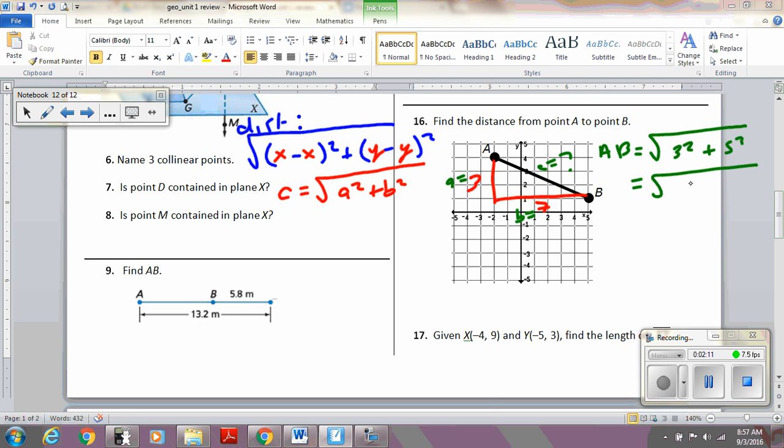3 squared is 9. 5 squared is 25. 9 plus 25 is going to give me 36. And then the square root of 36 is 6. So the distance from A to B is 6. So again, you can choose whichever formula to use for this situation. If you have a grid, using the grid to draw a right triangle might be the easiest method.